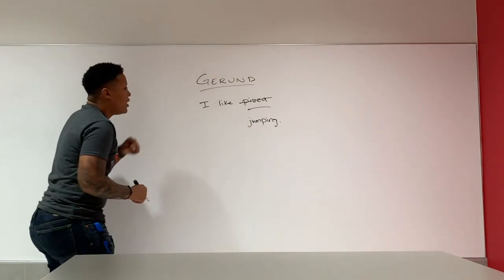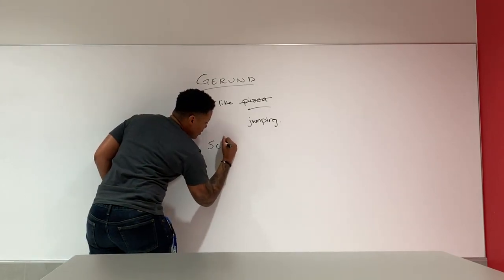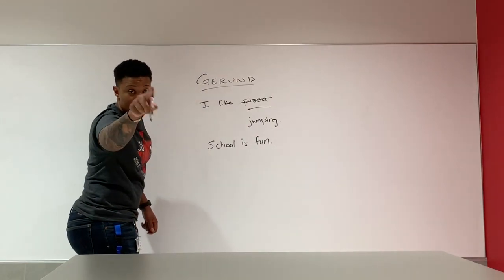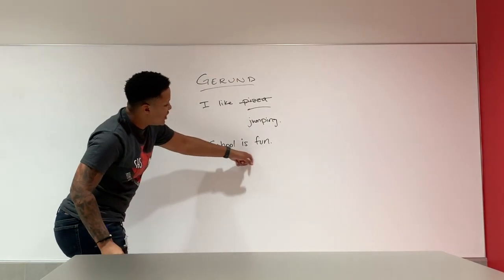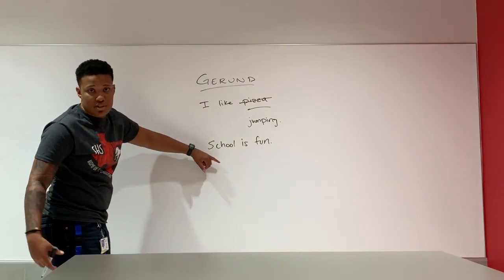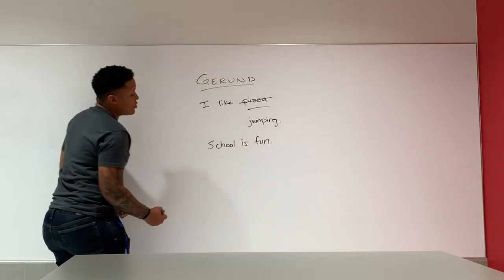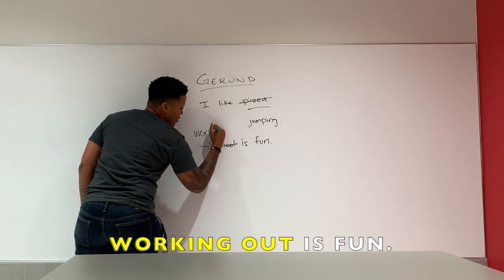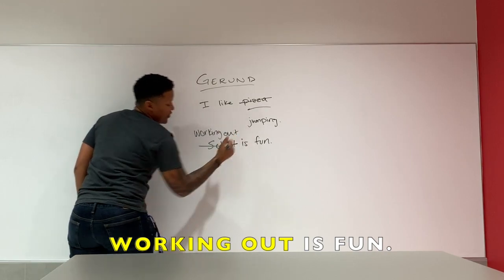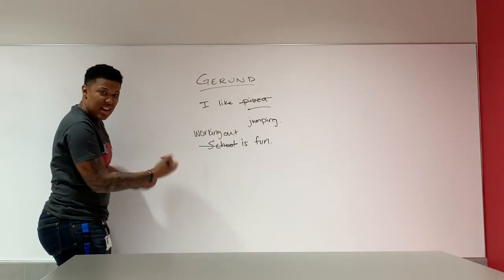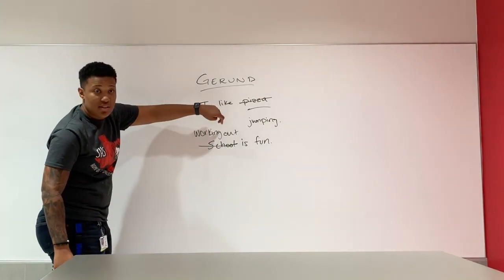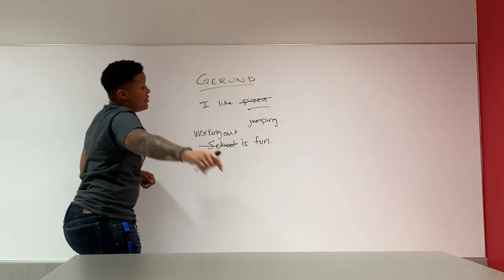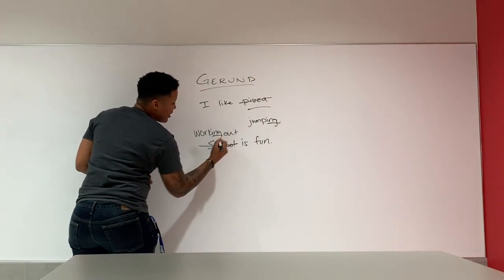I'll show you again. Let's say school is fun. So it is, okay? Listen. All right. So school is fun. We all know that school is a noun. It's a place, right? Person, place, or thing. But I can also change this to working out is fun. And working out is an action, right? But here, it's actually the subject of a sentence because you have your subject here and you have your verb here. Notice something really interesting about gerunds. We have an ing here, we have an ing here.